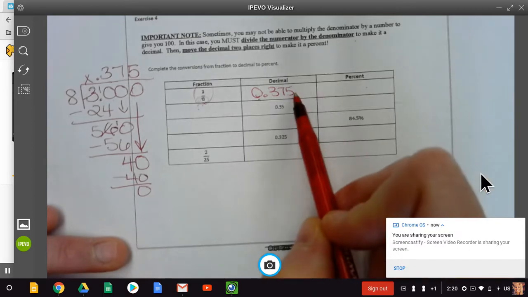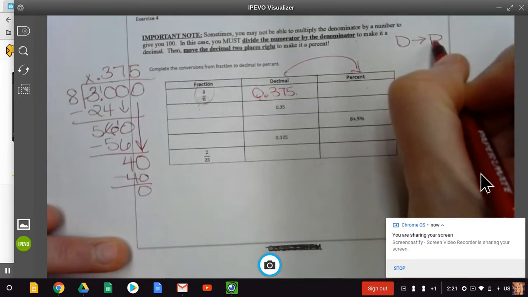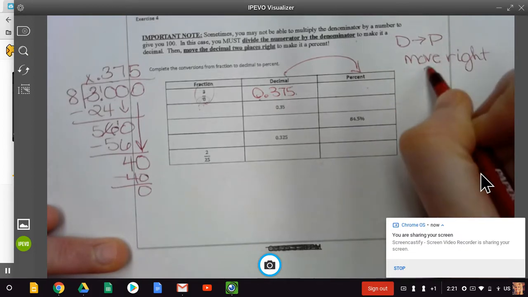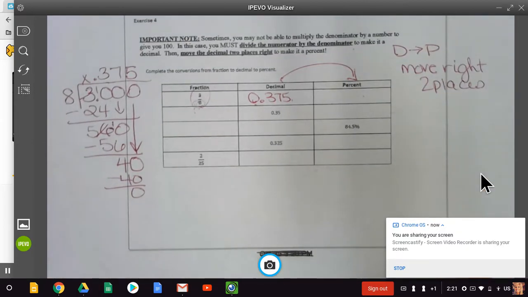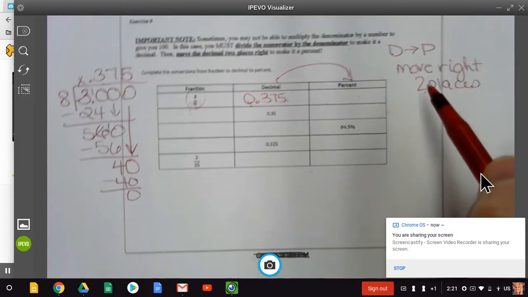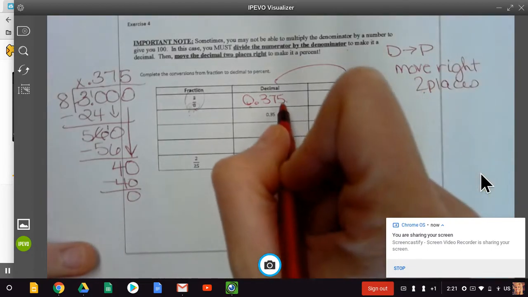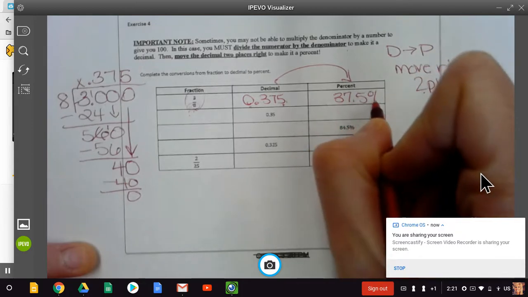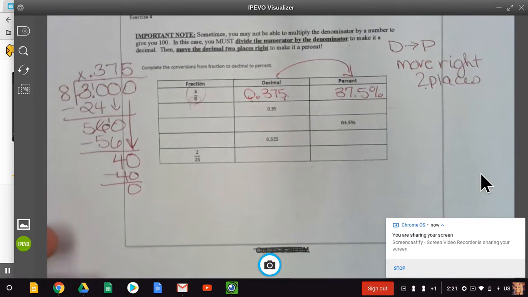Now, to change that decimal to a percent, when you're going from D to P, you move right 2 places. The way I tell kids to remember that is, think of the alphabet. If you're going from D to P in the alphabet, you're going right. The reason you move 2 places is because it's 100. There's 2 zeros in 100. You're multiplying by 100, really. When you multiply this by 100, you move right 2 places. So the percent would be 37.5%. And you learned that last year in 5th grade, powers of 10.